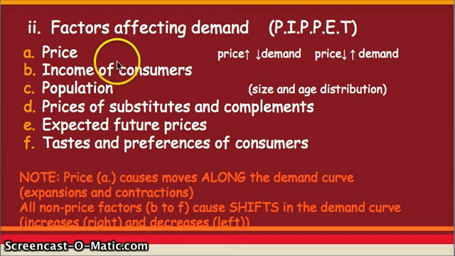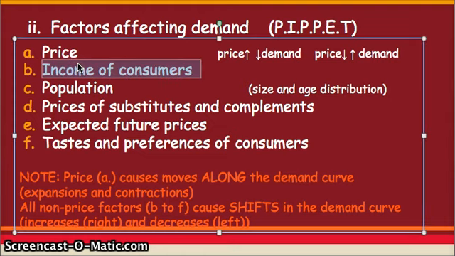The income of the consumers in question. Obviously, the more money consumers are earning, the more they'll be able to buy of a product. The less money they earn, the less they can buy. Population also has an impact because of the size of the population. Like, why can you sell 5 million products in a country like the US but only sell 1 million here? Well, it's very different when you're dealing with a country that has 300 million people as opposed to a country that only has 23 million people.